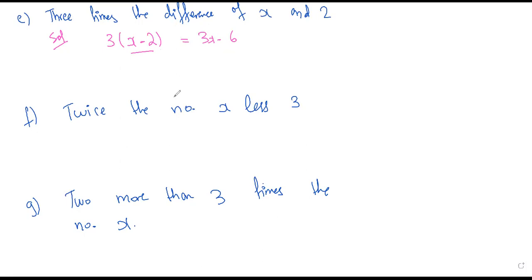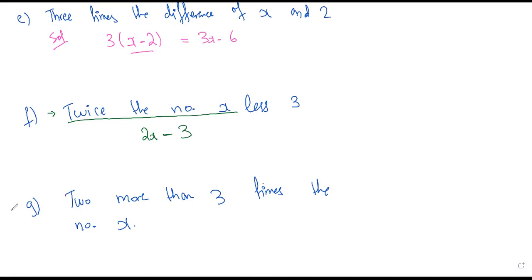Now we have twice the number x less 3. Any idea? I don't understand the question. Exactly, because it is written this way. It is twice the number x, it would be 2x less 3. Like this number is basically twice the number x less 3, right? This would be the answer. This would be the algebraic expression for this one. Did you understand it now? Okay.